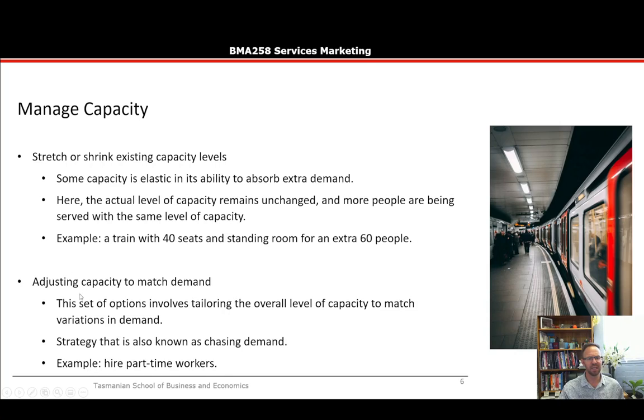We can also adjust the capacity to match the demand. So this set of options involves tailoring the overall level of capacity to match the variations in demand. And this strategy is known as chasing demand.